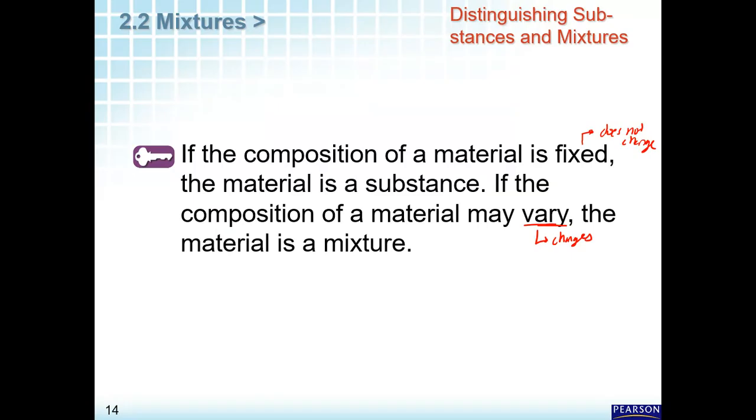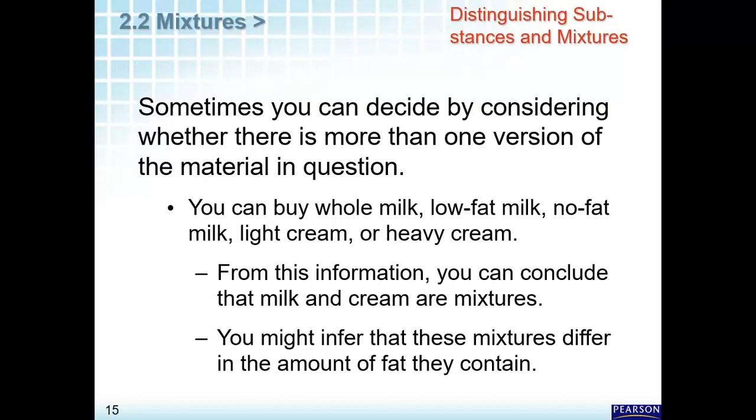For example, a salad can vary based on whether it has lettuce, tomato, onion. Air can vary based on whether it has more or less water vapor in it. Chicken noodle soup can vary depending on if it has more or less broth in it. And so one thing that you can ask yourself in deciding whether or not something is a mixture is, can you have more than one version of this?